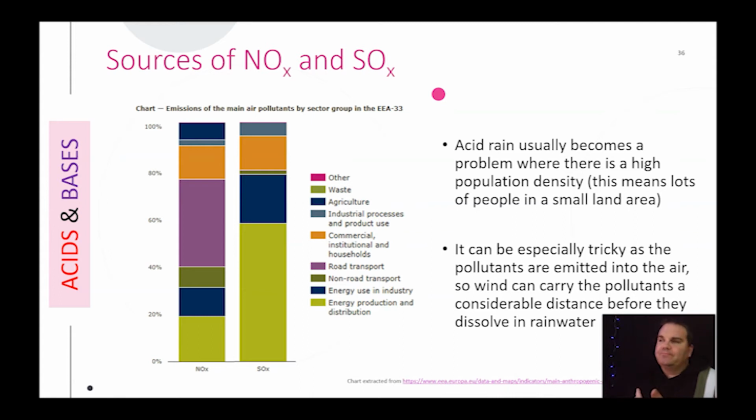One of the main issues for acid rain is the fact that because it's a gas particle, it can be carried on the wind, which means that pollution from one country may cause acid rain in another country.